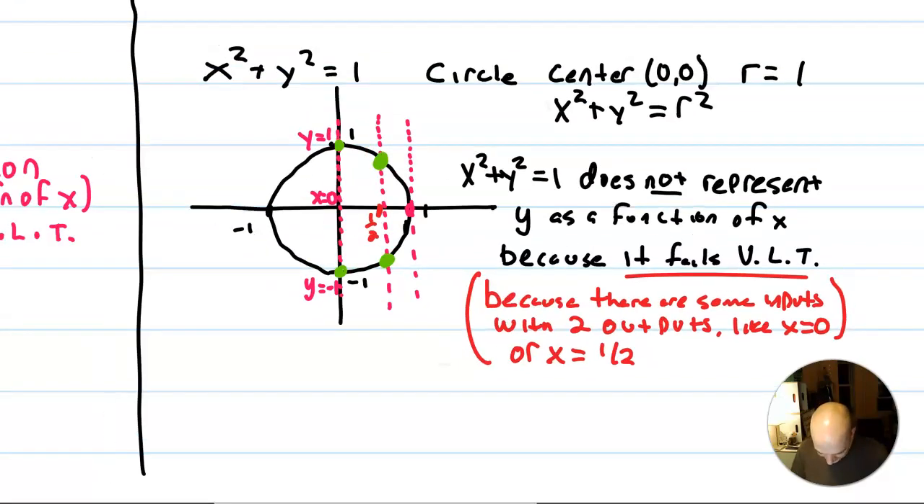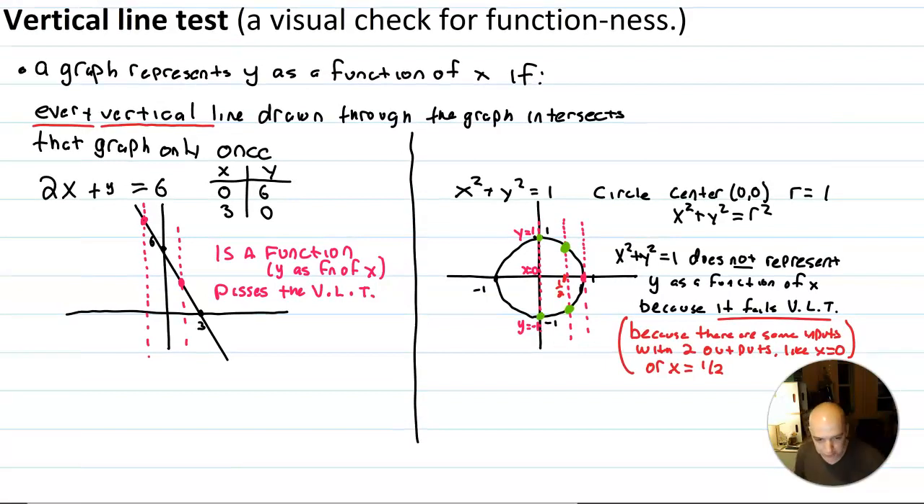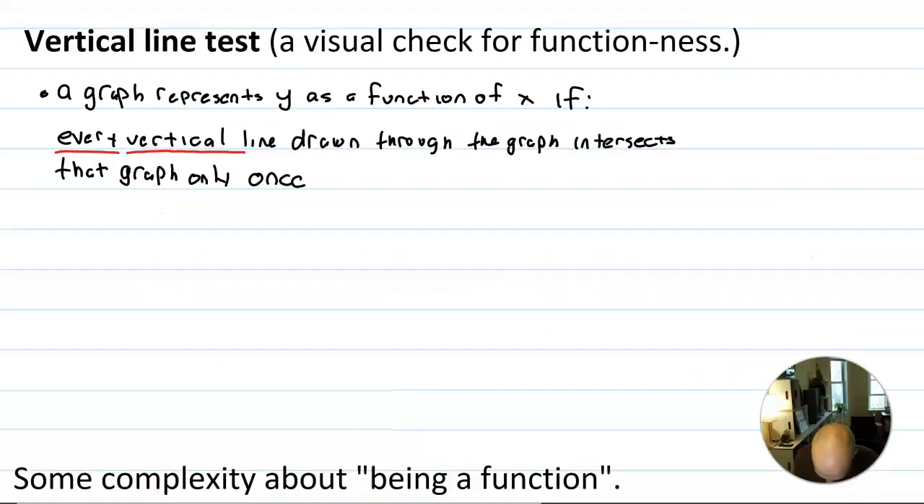And that, my friends, is the vertical line test. Draw a vertical line through the function. If it touches more than once, then that thing is not actually a function, it's just a relation. And there's plenty of relations out there that are nice graphs. Circles are a great example. But most graphs we want to look at are functions.